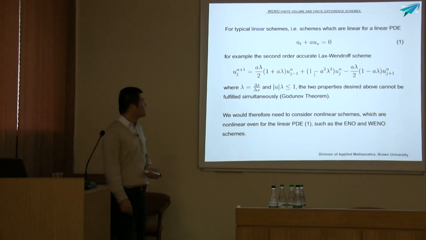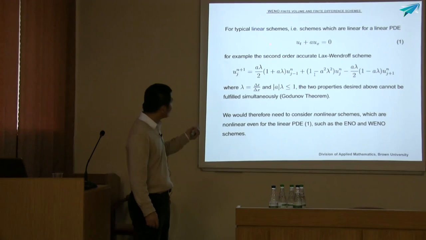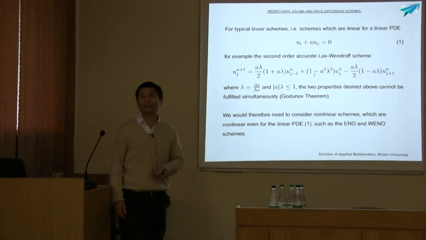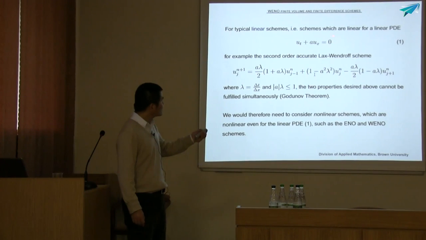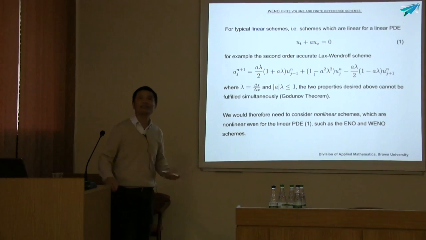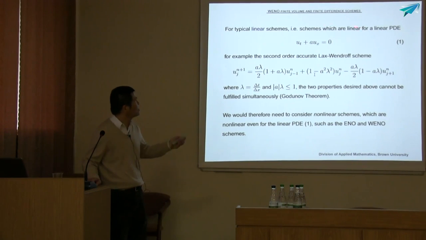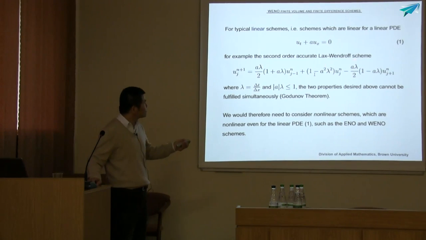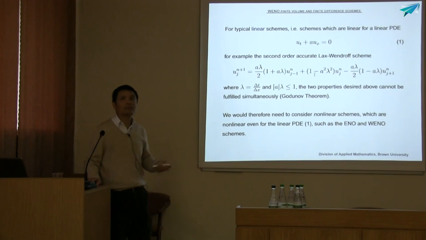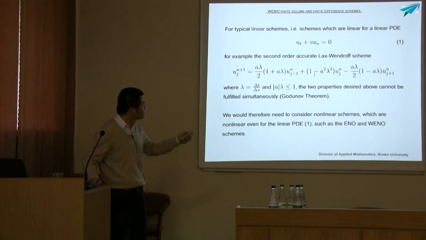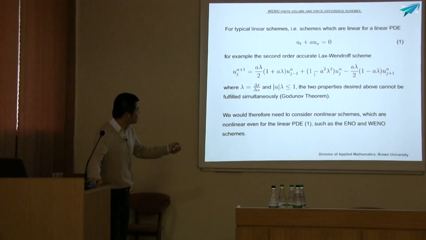Okay, now starting from, let's say, linear schemes as an example, if you have this conservation law, now I have further simplified the previous PDE. I'm assuming that f(u) equals a constant a times u. So this is certainly a linear convection. The standard Lax-Wendroff scheme, which is second order accurate in space and time, can be written out explicitly for this equation in this form. So here lambda is delta t over delta x.